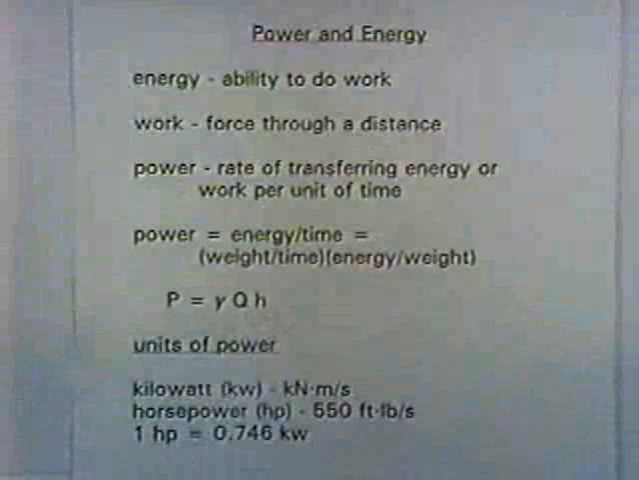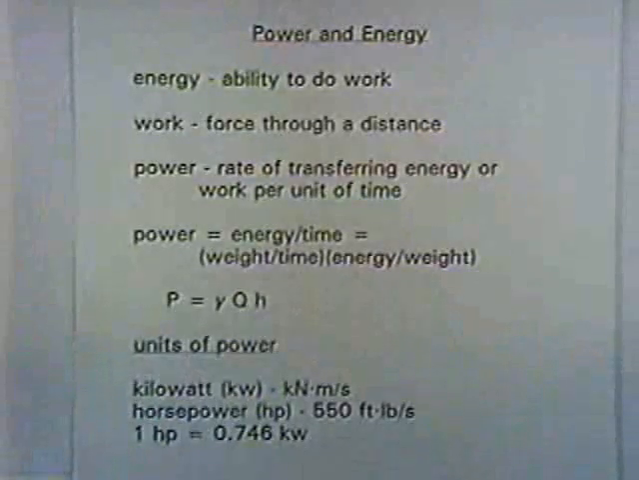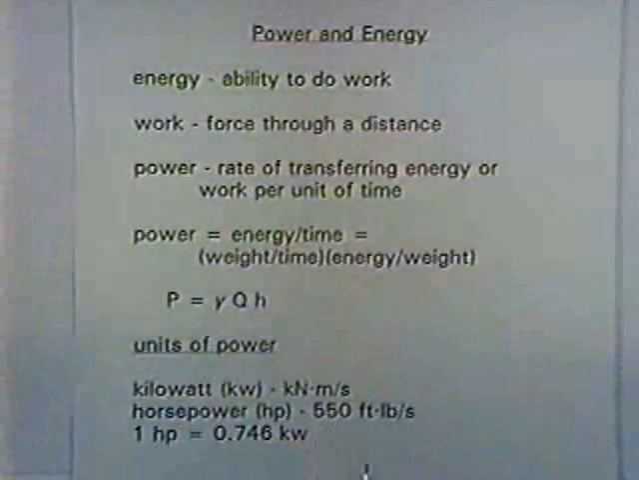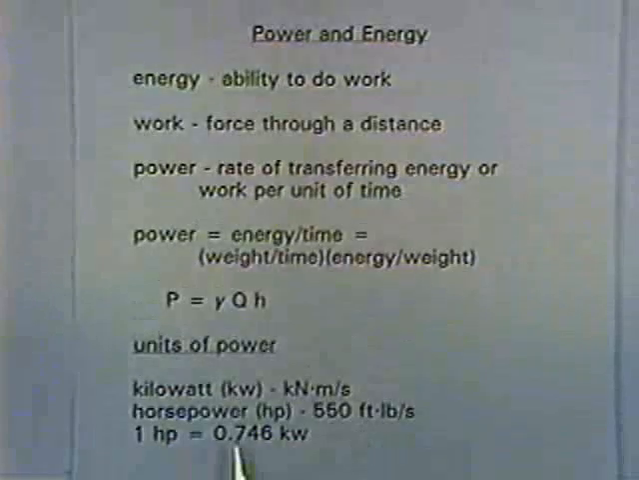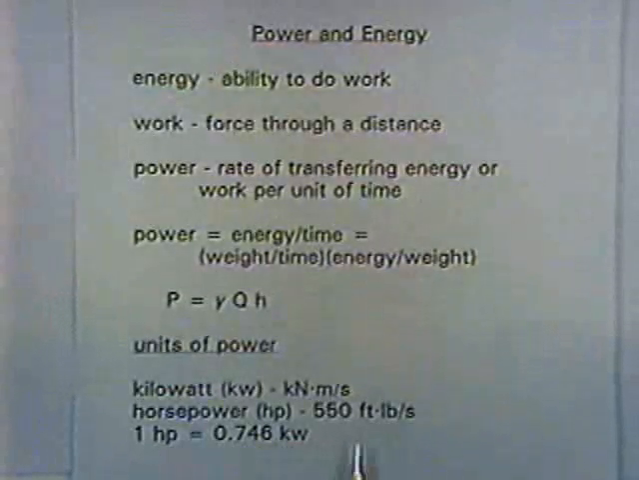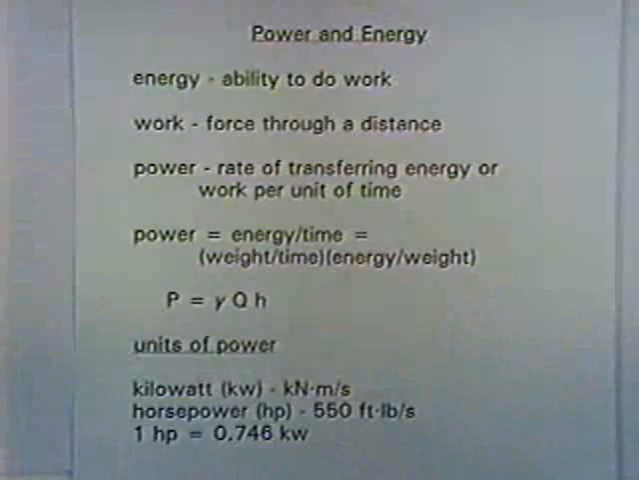H is the head, Q is the discharge flow rate, volumetric flow rate, gamma is the unit weight of the water. The units we tend to use are kilowatts, which is a kilonewton times a meter divided by a second, kilonewton meter per second. A horsepower in the English system is 550 foot-pounds per second. A conversion factor, 1 horsepower is 0.746 kilowatts.